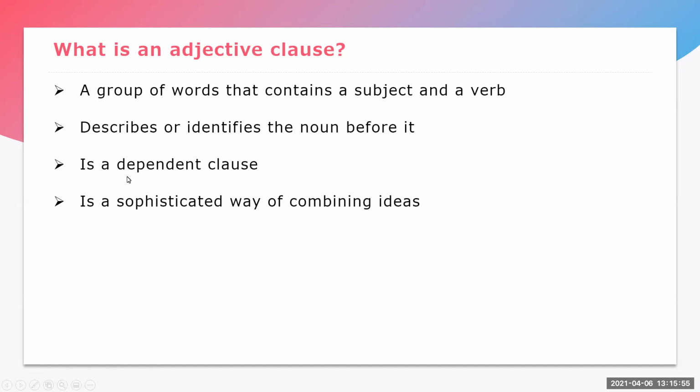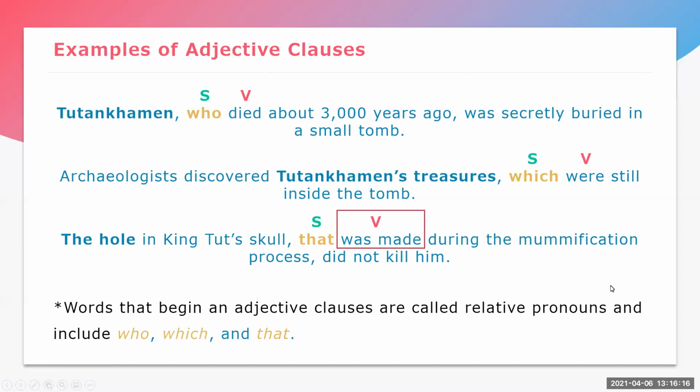Third, adjective clauses are always dependent clauses. That is, they can't stand alone as a complete sentence. Finally, adjective clauses allow you to combine ideas in a way that is more sophisticated than simply using conjunctions. So now that you know what an adjective clause is, let's take a look at some examples.